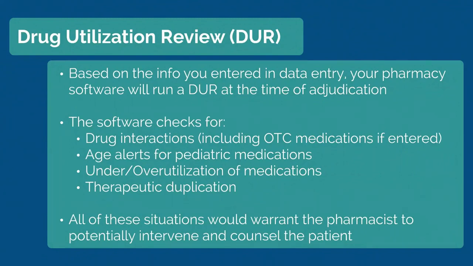Next, we'll discuss drug utilization reviews or DURs. Based on the info you entered into data entry, your pharmacy software will run a DUR, or drug utilization review, at the time of adjudication. The software checks for drug interactions, including OTC medications if they're entered, age alerts for pediatric populations and medications, under and overutilization of medications, as well as therapeutic duplication, so if there's more than one of the same kind of medication on the patient's profile.